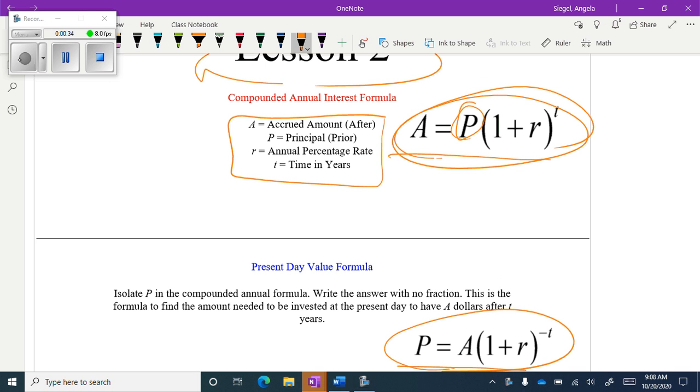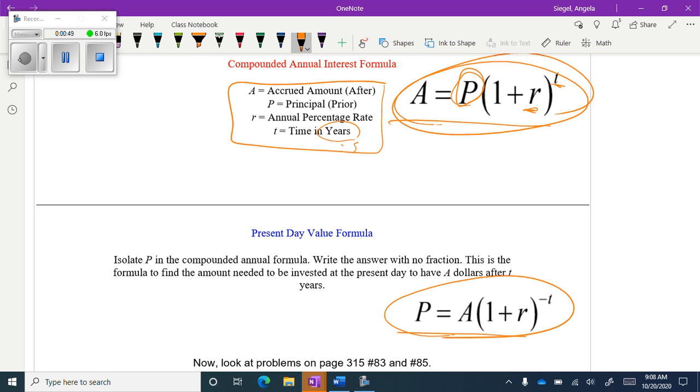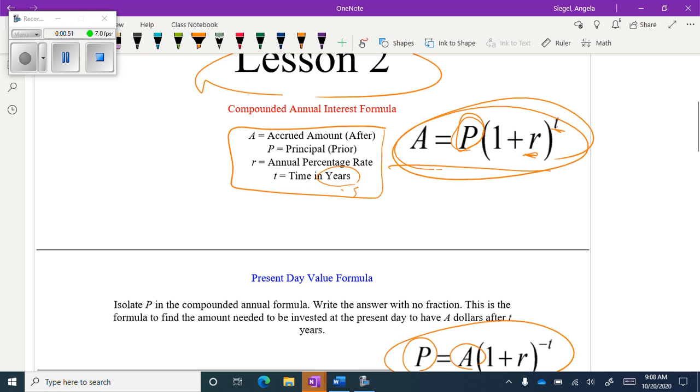So principal is always what you stick in. Rate, that's your interest rate. Time is always in years. So if they give you like 6 months, you need to say like 0.5. So just keep that in mind. Notice the P and the A are transferred. A is what you pull out at the end. So the P is before and the A is after.